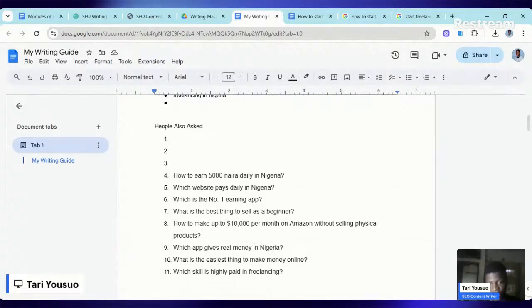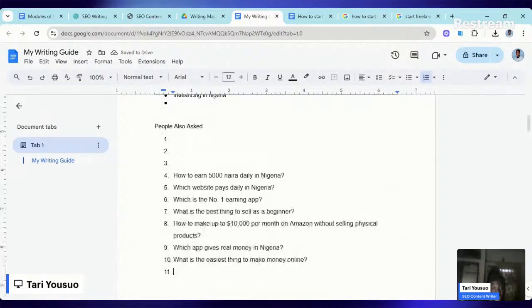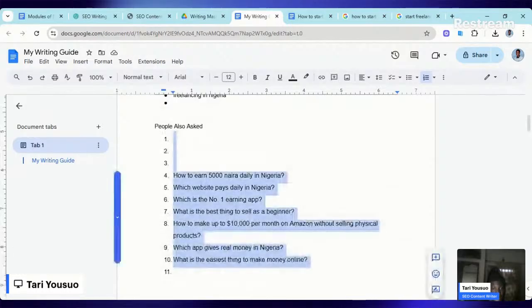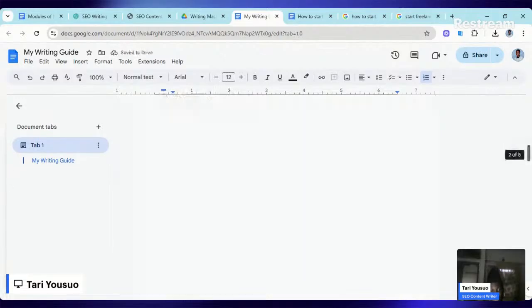So, people looking for what to sell, they're not really into freelancing. So, which skill is highly paid in freelancing now? I would delete these. Can I freelance with no experience? I think I've copied such a question before.